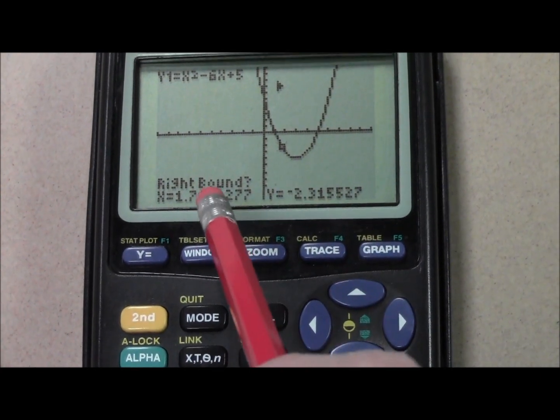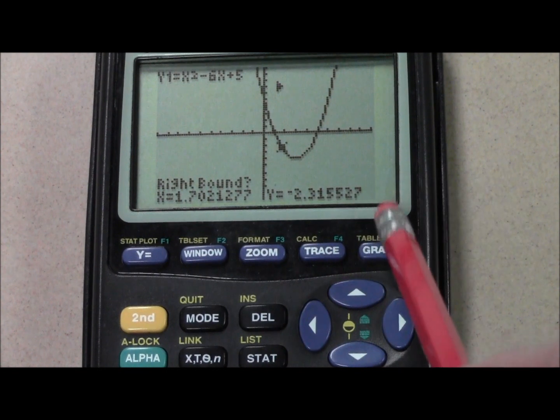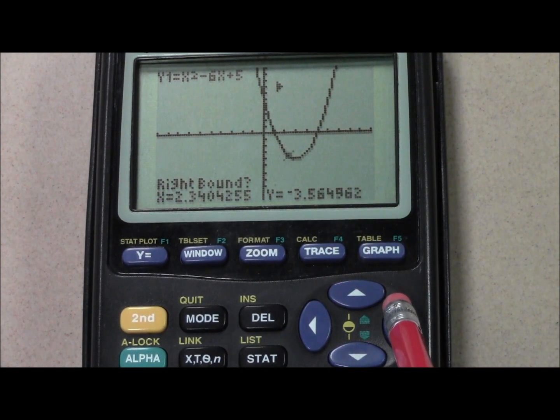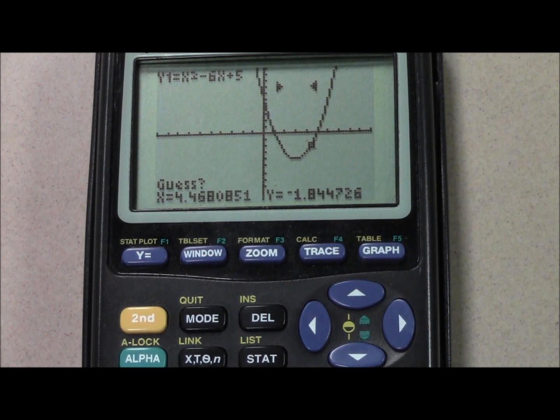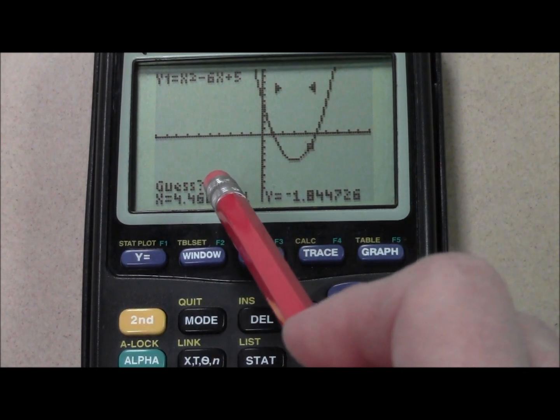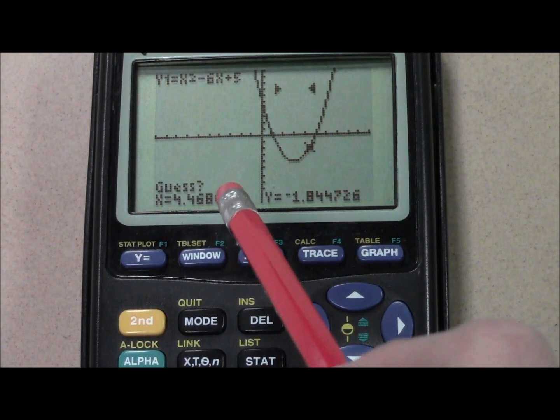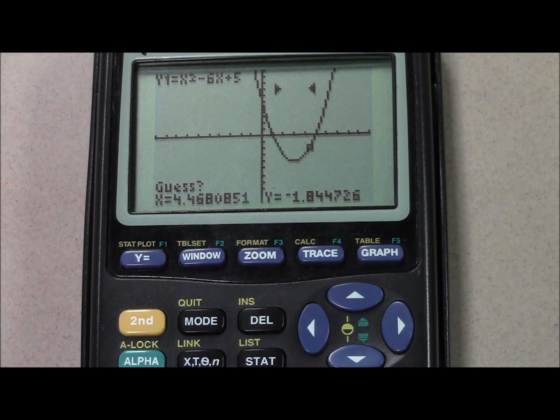And notice it changes now to the right bound. So you need to make sure that you move that cursor so it's to the right of the curve. Once again, hit enter. Now the TI-83 Plus is designed so that the next thing it will give you is a guess. Okay, so your guess, you can just stay right there the way it is, and you hit enter one more time. And what it will do is it will give you an answer.